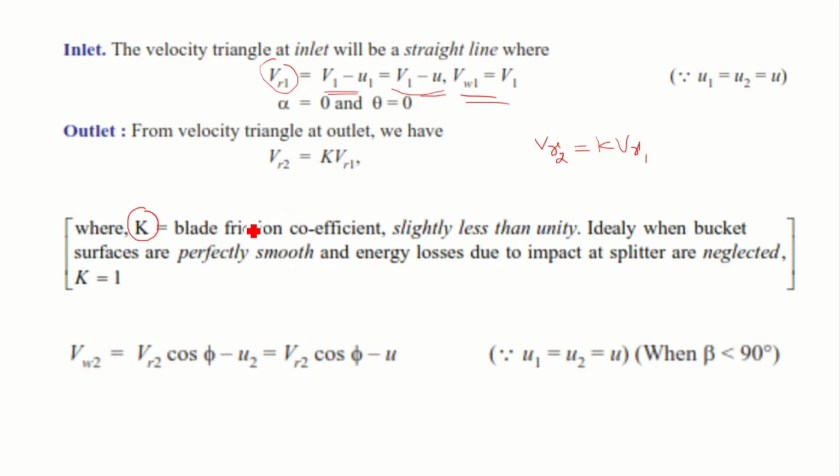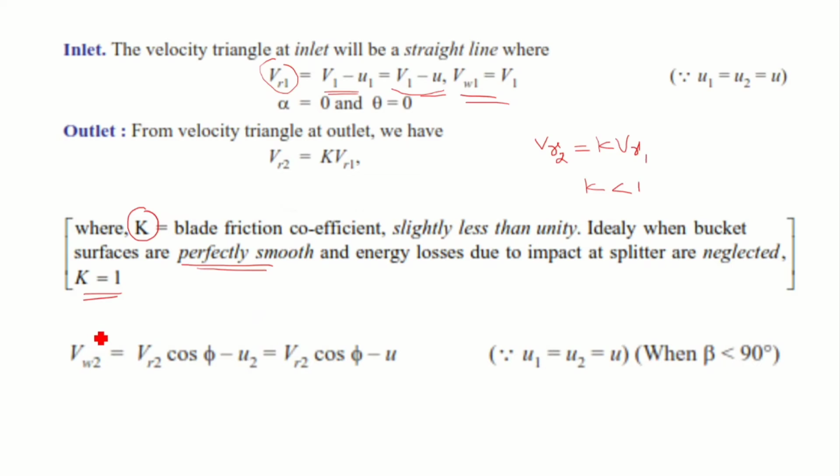K is the blade friction coefficient. The value of K is normally less than unity, but for ideal buckets, that is if the bucket is perfectly smooth, there is no friction, then the K value will be equal to 1.